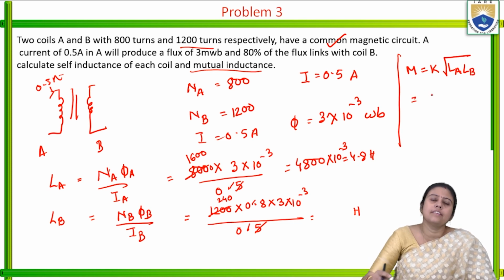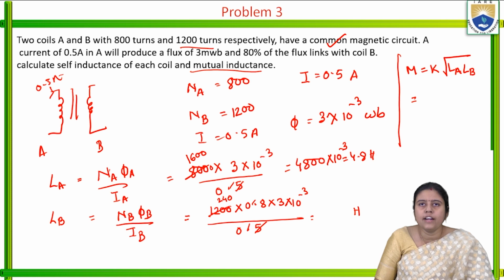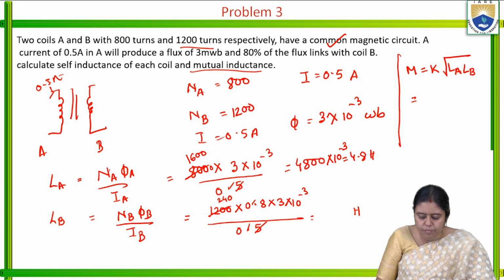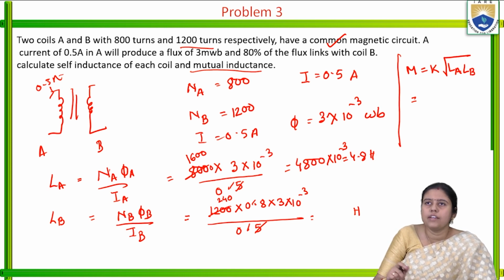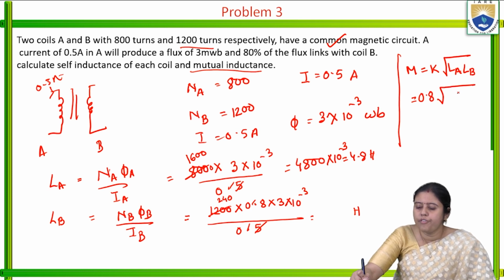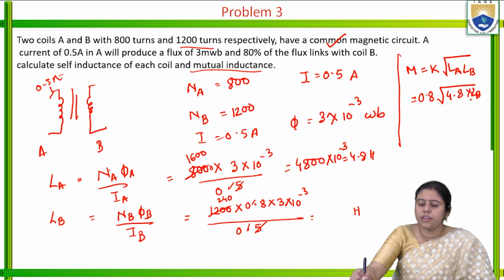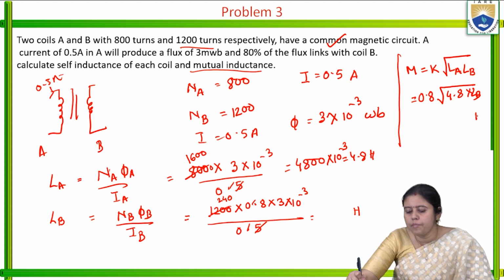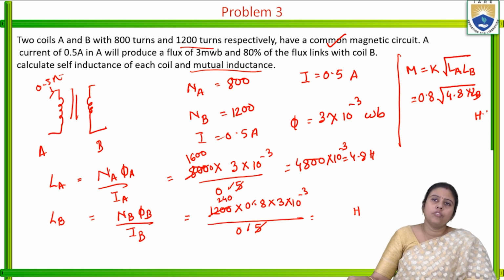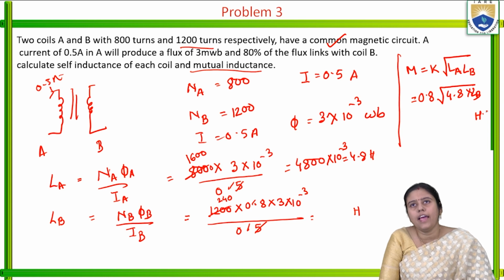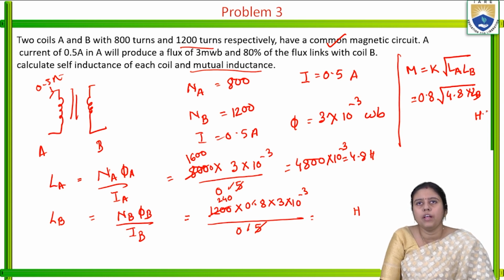What is K? K is the mutual inductance constant, and it will tell how much flux is connecting both A and B. So what is the value? The value is 0.8 of 4.8 into LB. So if we solve this equation, we can calculate the mutual inductance, and the mutual inductance unit is also Henry. So if we calculate both, we can calculate the LA and LB.